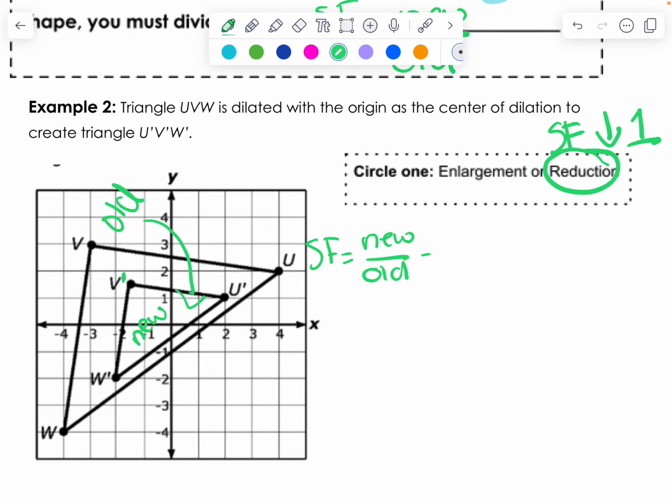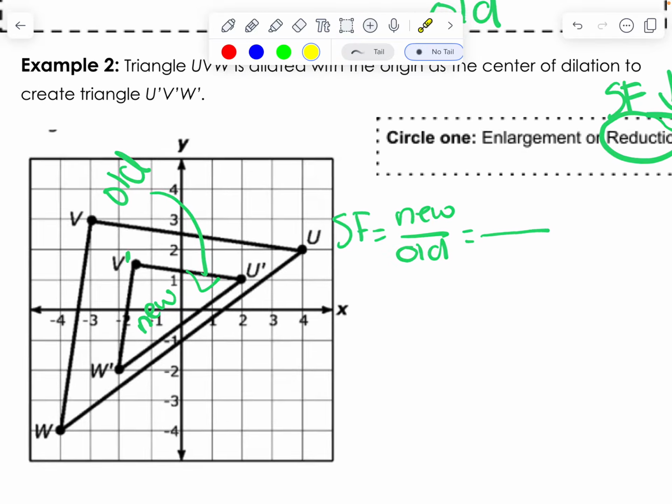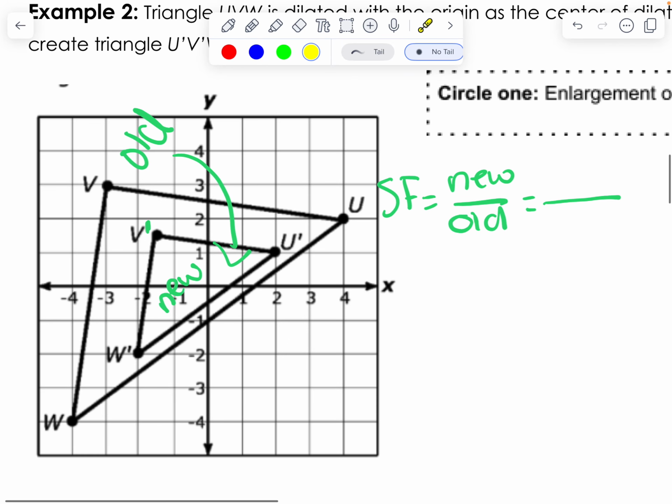And then I'm going to use my ordered pairs. It doesn't really matter which ordered pair you use as long as it's a pretty point. I noticed that this one's not a pretty point, so I'm not going to use V. The U is good and the W is good. For this one, I'm just going to use the U.